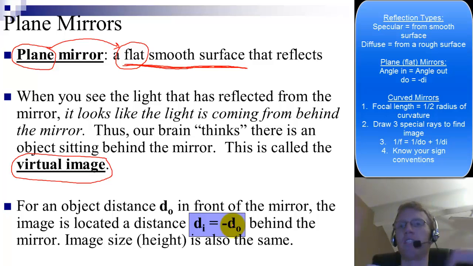So a plane mirror doesn't change the distance something appears. If you're 10 feet in front of the mirror and you look into it, your reflection is going to appear 10 feet behind the mirror for a grand total of 20 feet away. The height of an image also stays the same. So height and distance both stay the same.